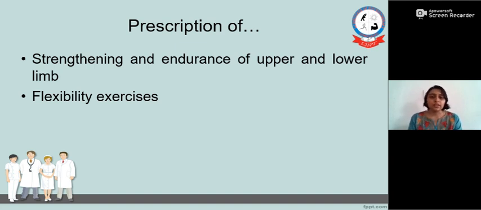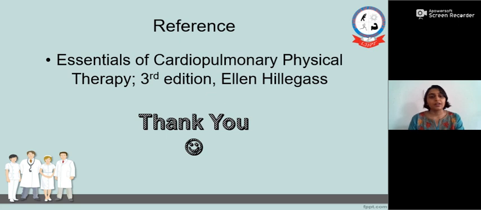Prescription of strengthening and endurance exercises for both upper and lower limbs is equally important, as are flexibility exercises. Here are the references.